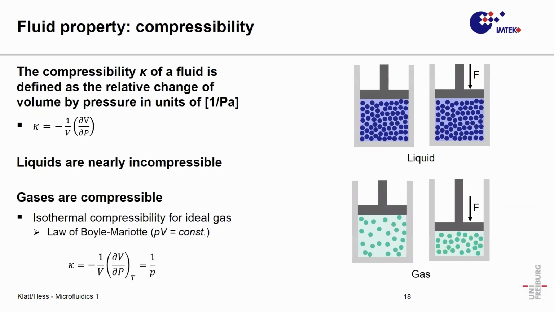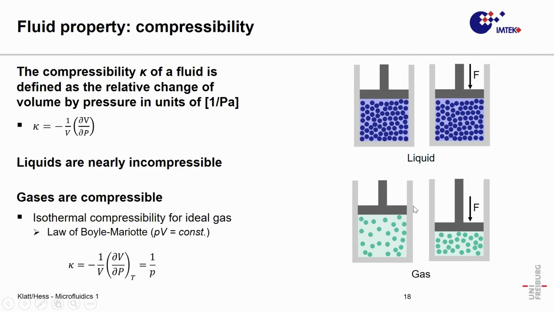The third fluid property I would like to discuss is the compressibility. The compressibility of a fluid is defined as the relative change of a volume by a pressure, in units of 1 per Pascal. We already discussed that liquids are nearly incompressible, while gases are not. This is illustrated on the right-hand side. So for liquids, we can always assume that the compressibility is 0, or that they are incompressible, meaning that their density does not change. But for gases, we have to account for the compressibility.